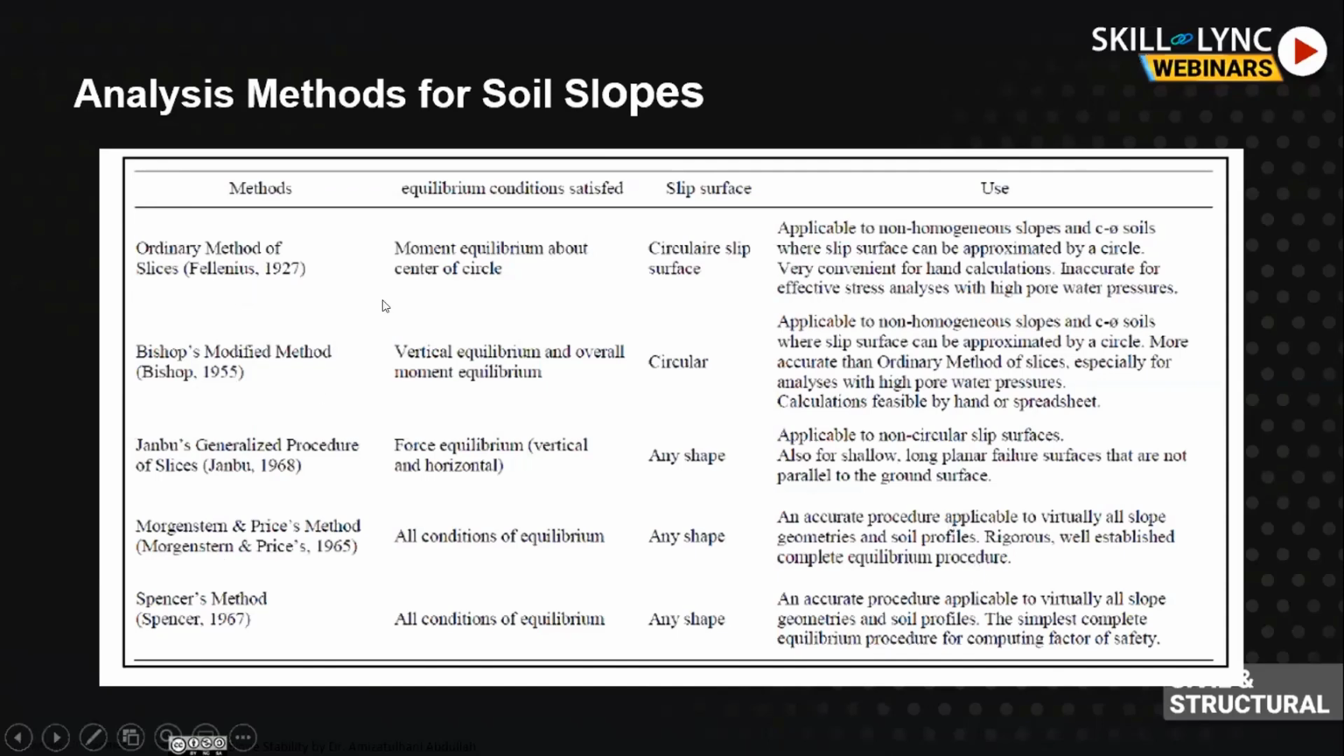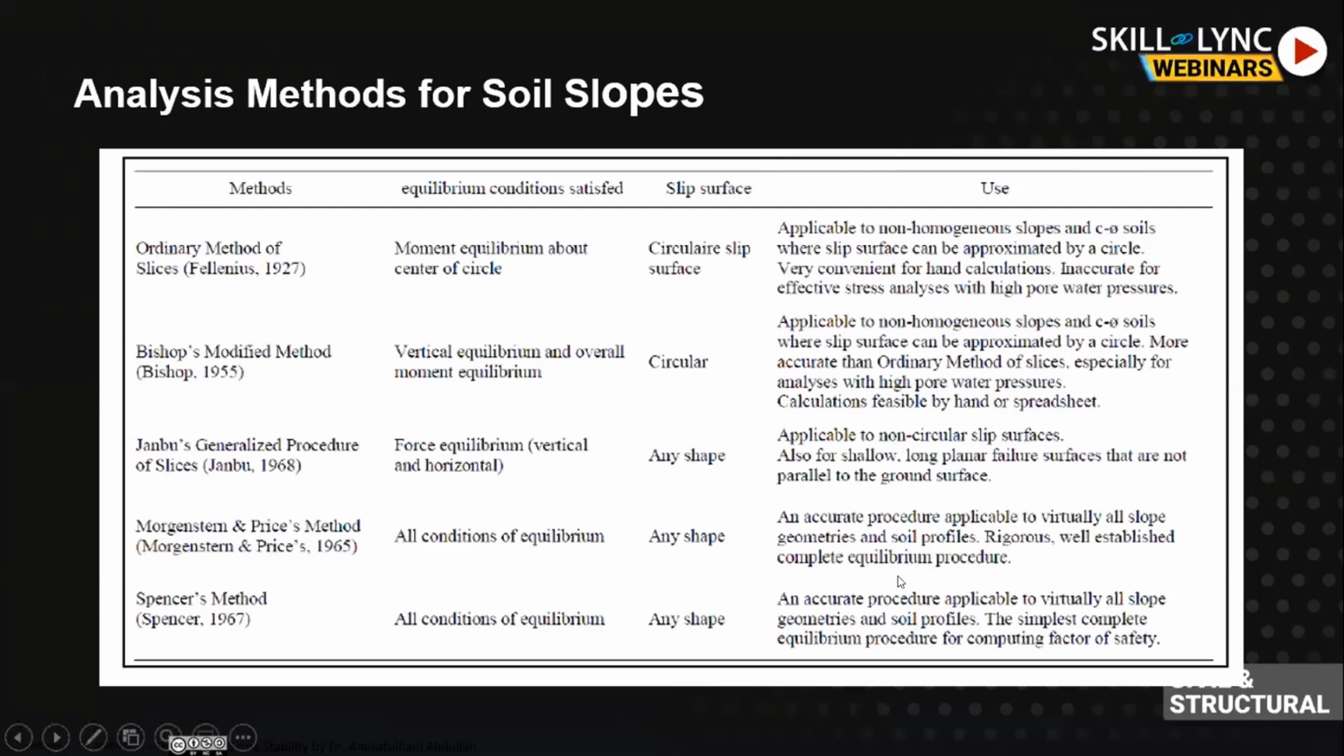Each method has its own advantages and disadvantages. The Fellenius method will not be efficient when we are using stress analysis with high pore water pressure. The Bishop method is more accurate than the Fellenius method, and we can do hand or spreadsheet calculation. The Janbu method is also applicable to non-circular slip surfaces. The Morgenstern and Price method is very accurate, and is applicable to all slope geometries and all soil profiles.